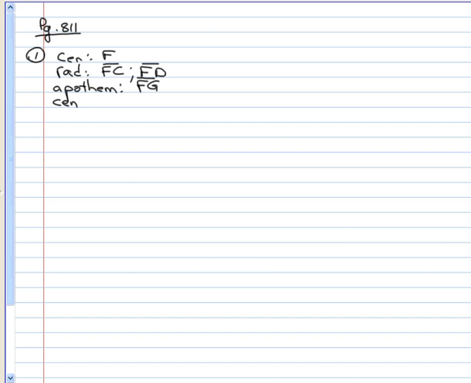Now, central angle. Name of it: CFD, angle CFD, or reversing those orders. And then they want the measure of it. So how would we get it? 360 divided by 4. So if I take 360 divided by 4, we get how much? 90. Central angle is 90 degrees.